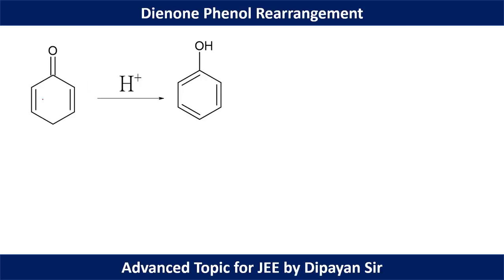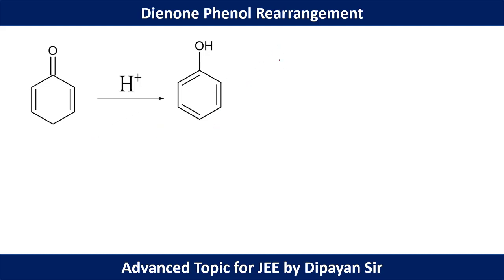In this molecule we can see we have two double bonds which are known as diene and one C double bond O which is known as one. So in this molecule we have two ene and one one. If we add H plus in this molecule, we can have phenol as a final product. So what will be the possible mechanism?